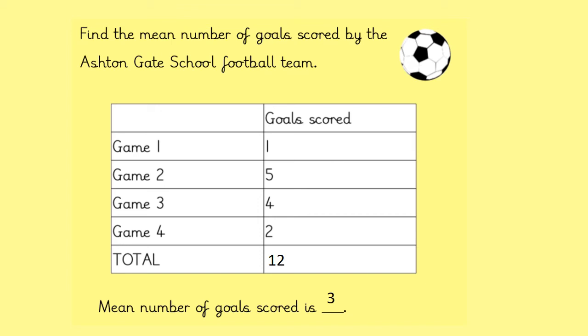Now to find the mean number of goals, we need to divide that total number of goals by the number of games, which is 4. So 12 divided by 4 is 3. The mean number of goals is 3 goals per game.